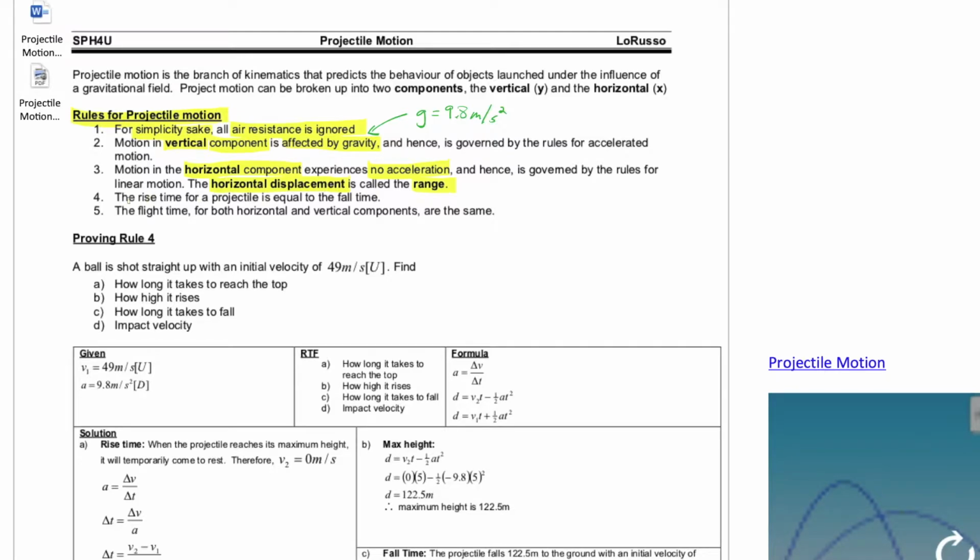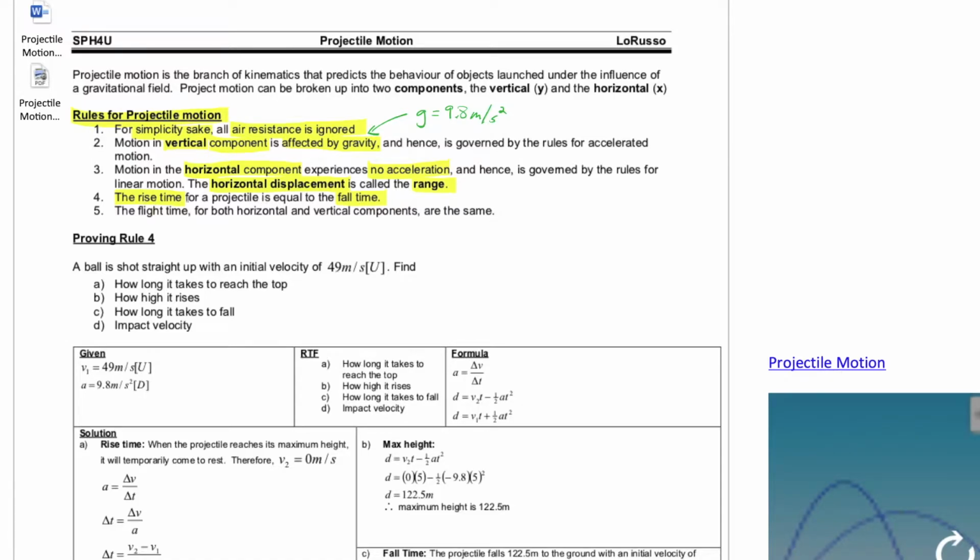Rule number 4, this is a very important one. And again, this is assuming no air resistance. The rise time for the projectile is equal to the fall time. So the amount of time it takes to reach its maximum height is equal to the amount of time it takes to come back down to the original launch position.